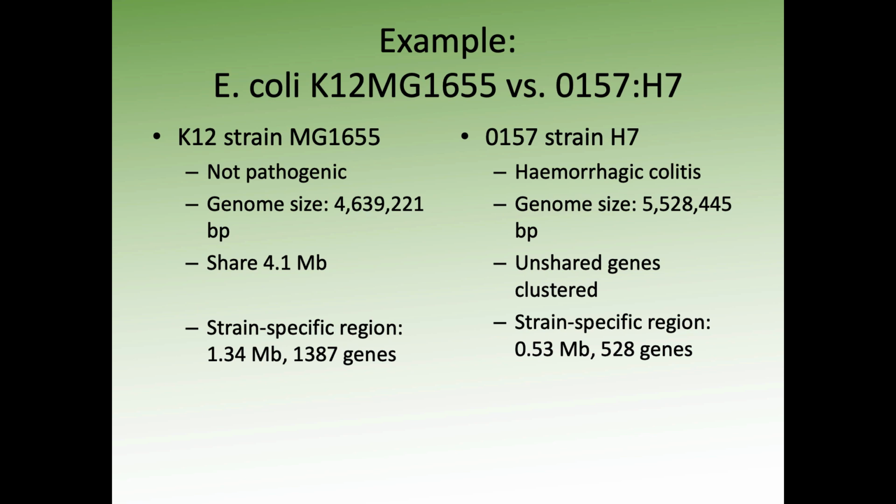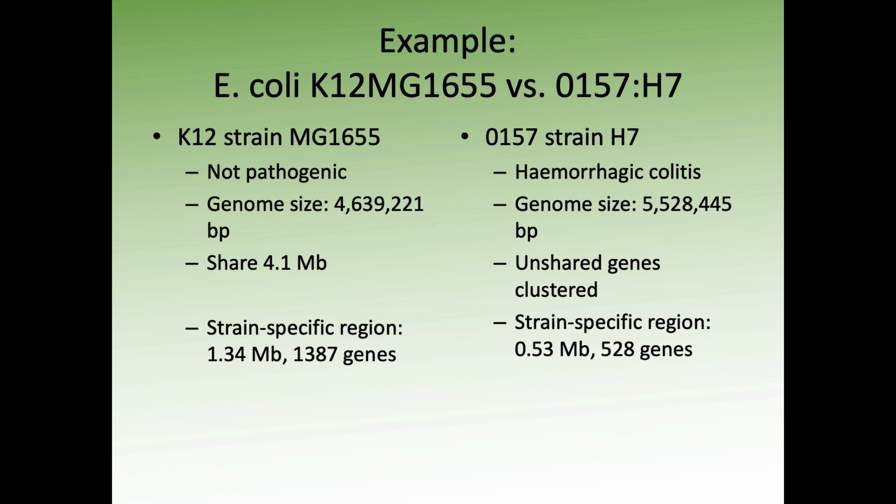If we compare two different strains of E. coli, a K12 strain and an O157:H7 strain, we can see that the K12 is non-pathogenic, whereas the other causes hemorrhagic colitis. We can see a difference in their genome sizes: the O157:H7 strain is almost 1 million bases larger. If we compare them, there's about 1.4 megabases shared between the two genomes, and there are large regions that are unshared between them.